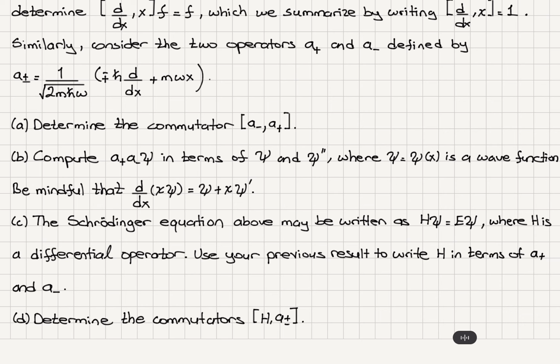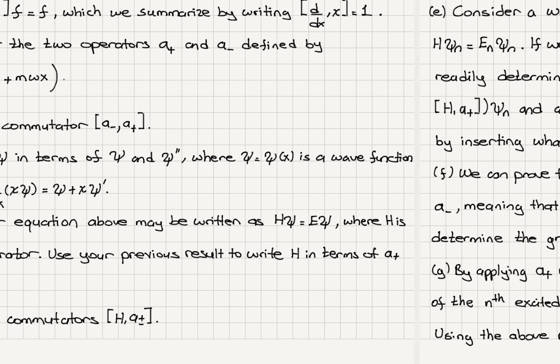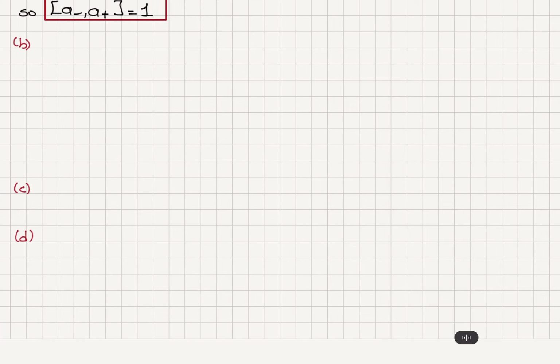Compute a plus a minus psi in terms of psi and psi double prime, where psi of x is a wave function of x, and the derivative with respect to x of x times psi is psi plus x times psi prime. Okay, now I can rewrite my result from part A.